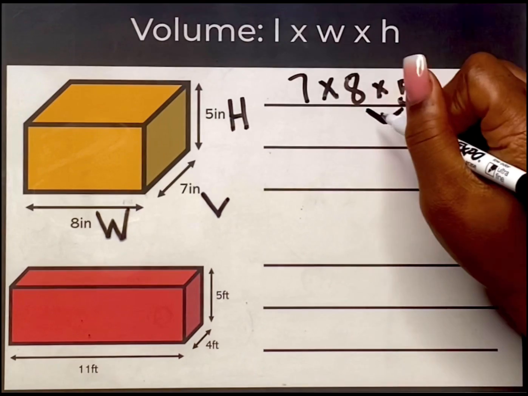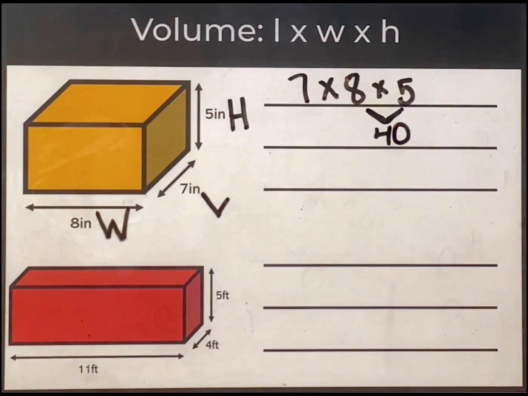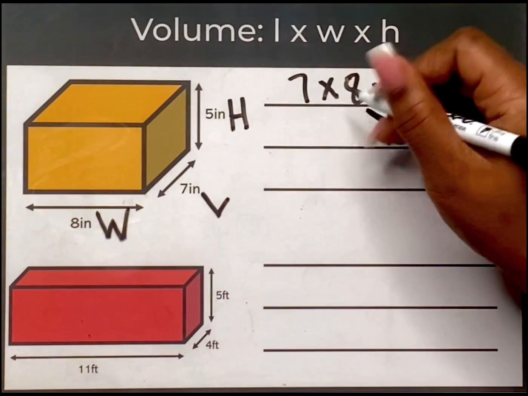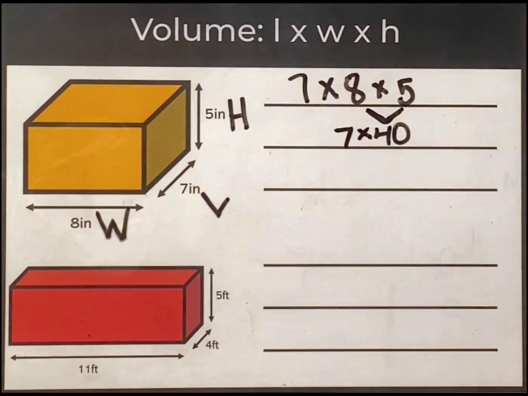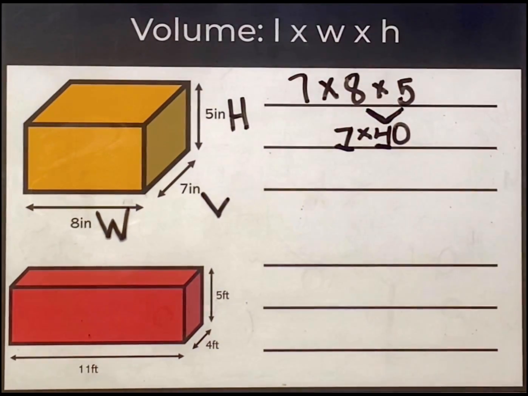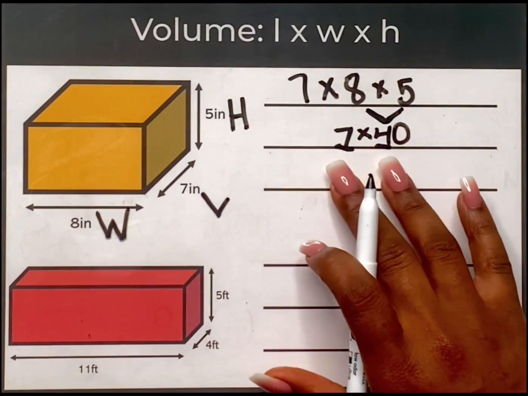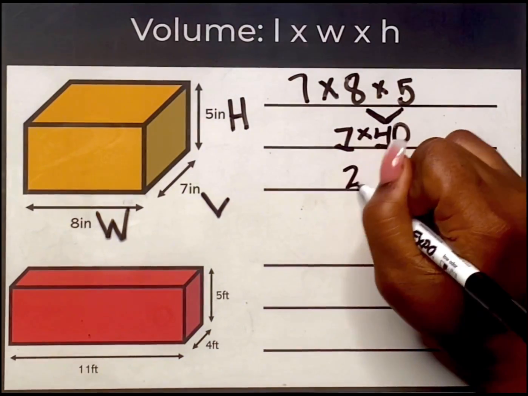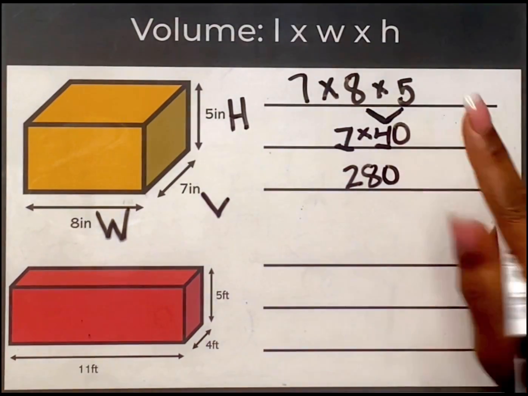8 times 5 is what? Hopefully you said 40. Now, bring down the multiplication sign. Bring down the 7. Now let's multiply 7 times 40. If you know it mentally, you know it's 280. But if you don't, that's fine. Underline your numbers with value and then just add your 0. 7 times 4 is 28, and then don't forget the 0.